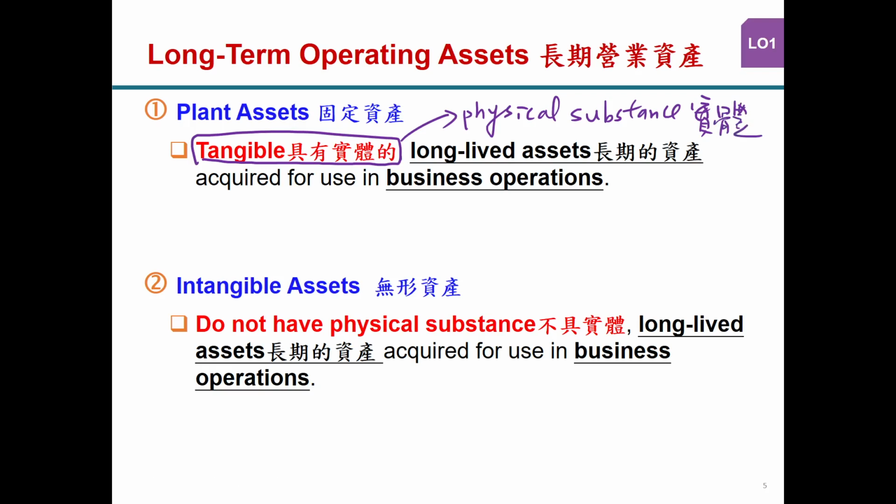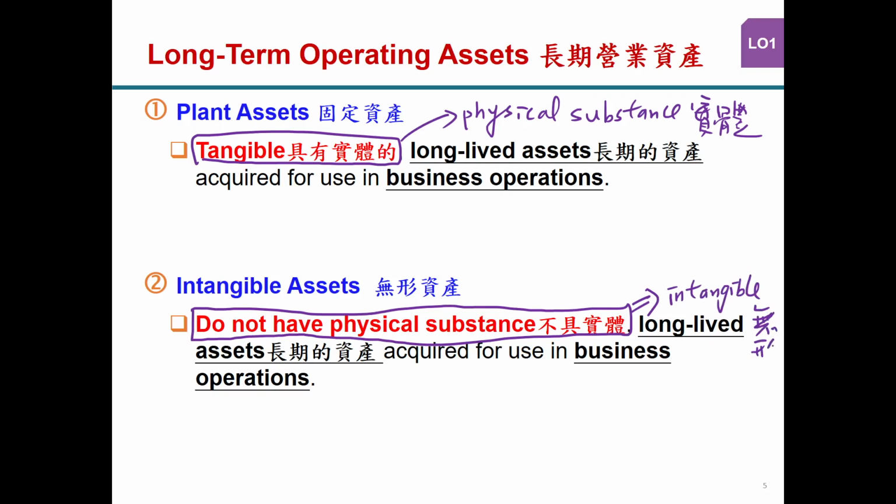Intangible assets. Did you find out? Intangible. So what does it mean? They don't have physical substance. You don't know what they look like. You cannot touch them. You don't know their shape. They don't have physical substance. So this is the only one difference. So this is intangible, 无形的. Okay, others are totally the same. So physical or intangible.